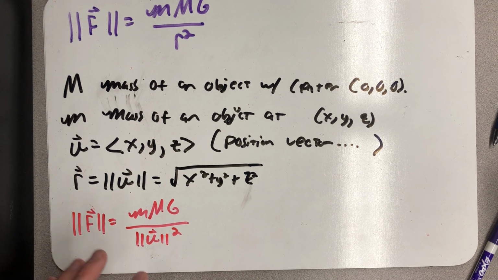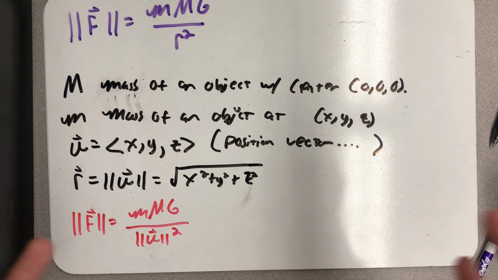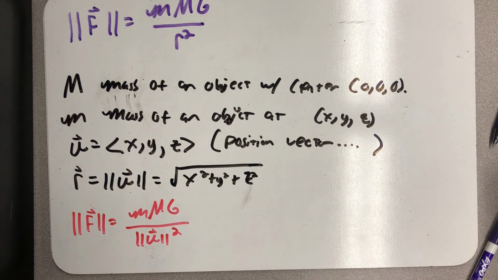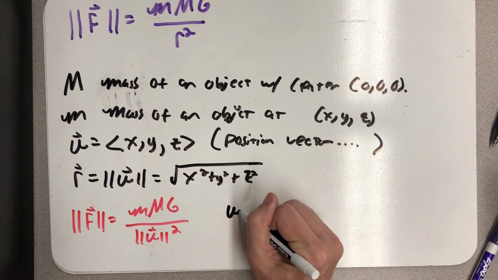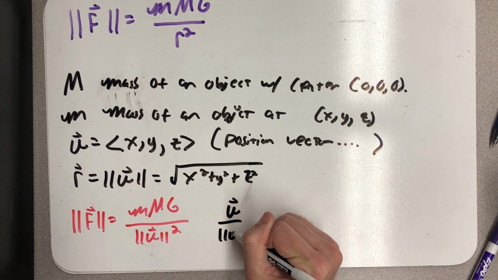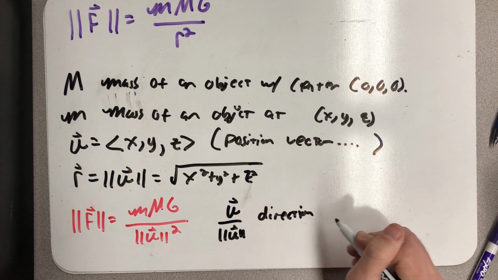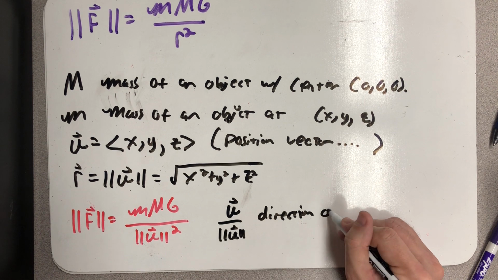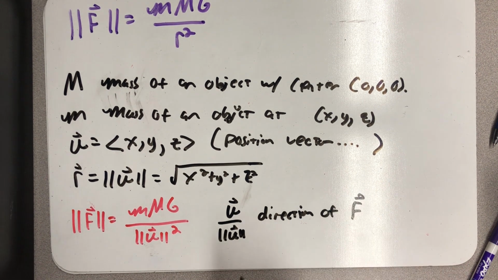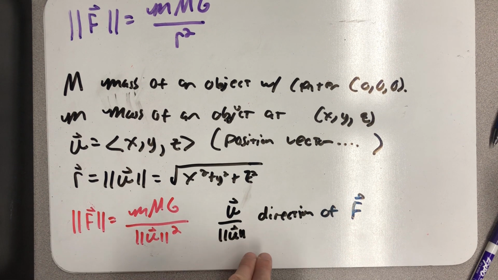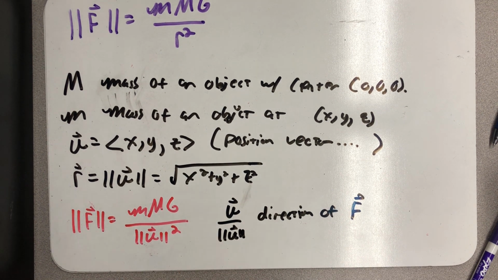Well, vectors are two things, a magnitude, which I have, and a direction. And I know something else about gravity. I know that gravity is always pointing towards the center of the bigger object. So the direction of F should be u over its own magnitude, right? That's a unit vector. So now I know the vector's magnitude and I know its direction. I should be able to put that vector together.